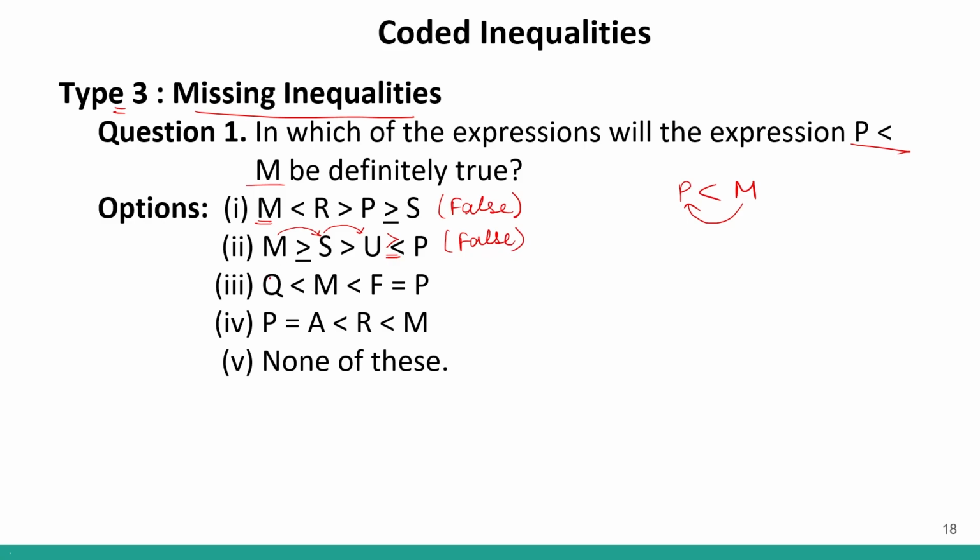Correct? Looking at option number 3, we will move from M, the bigger door. So if I move from M to Q, from bigger door to smaller door, then I cannot proceed. So this is also false. Correct? Looking at option number 4, I will proceed from M, the bigger door. So from M I can go to R, from R I can go to A, and I know that A is equal to P.